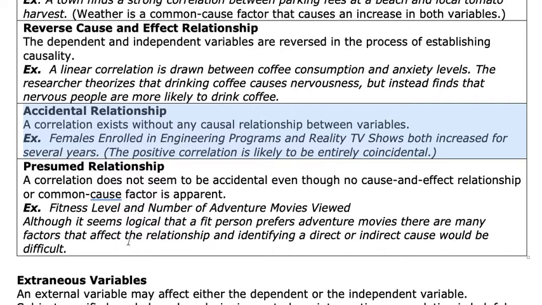A presumed relationship. A correlation does not seem to be accidental, even though no cause and effect relationship or common cause factor is apparent. So let's say that there was a correlational study and they found that the fitness level and number of adventure movies viewed was correlated. So it seems logical that a fit person prefers adventure movies, but there are many factors that affect the relationship, and identifying a direct or indirect cause would be difficult.